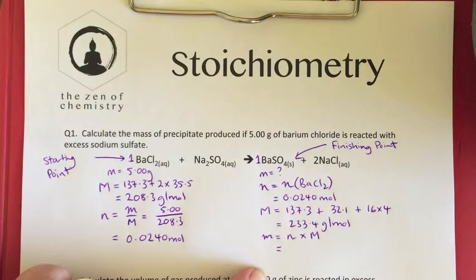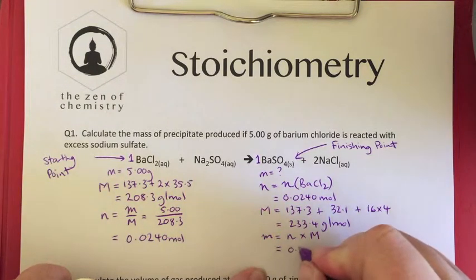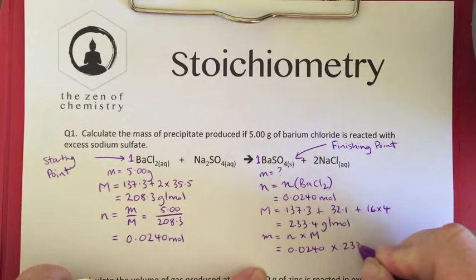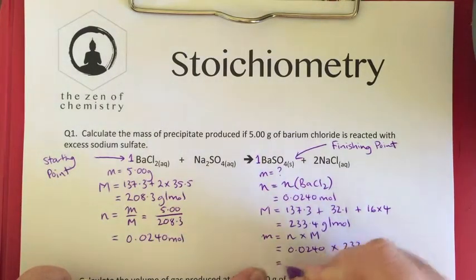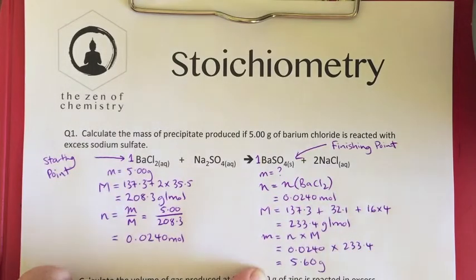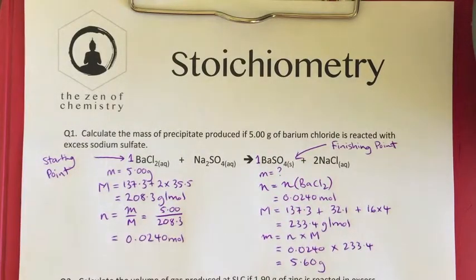So to calculate, m equals n times M. And so that will be 0.0240 times 233.4, which is equal to 5.60 grams. Okay, so our finishing result is 5.60.